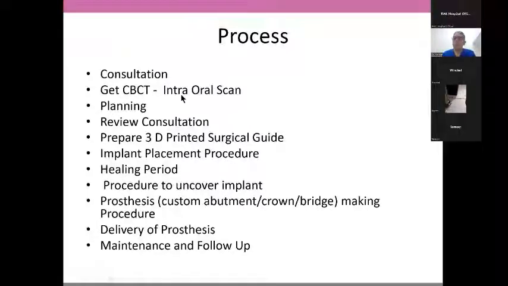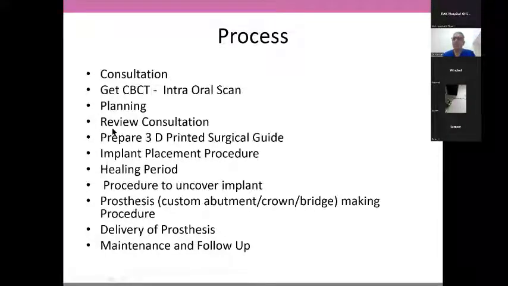Then you need to get a cone beam CT. That's the standard of care. Unless we do that, planning an implant is really second-guessing. It's not ideal. So we need to get a CBCT done. It's done in-house here. Then we do the intraoral scan as well. Then we do the planning. Then we do a review consultation.